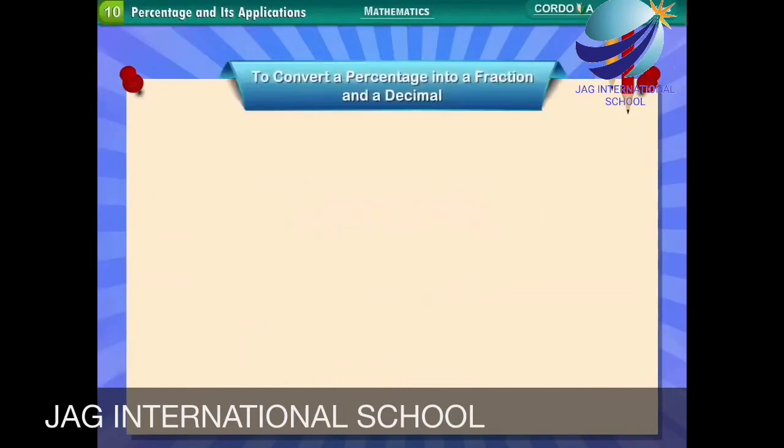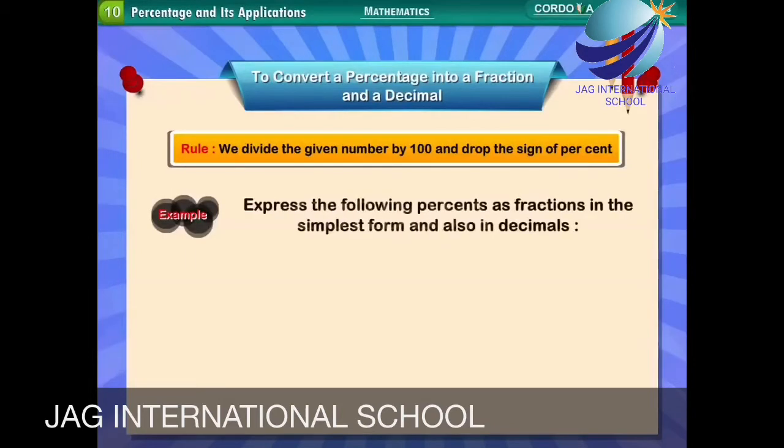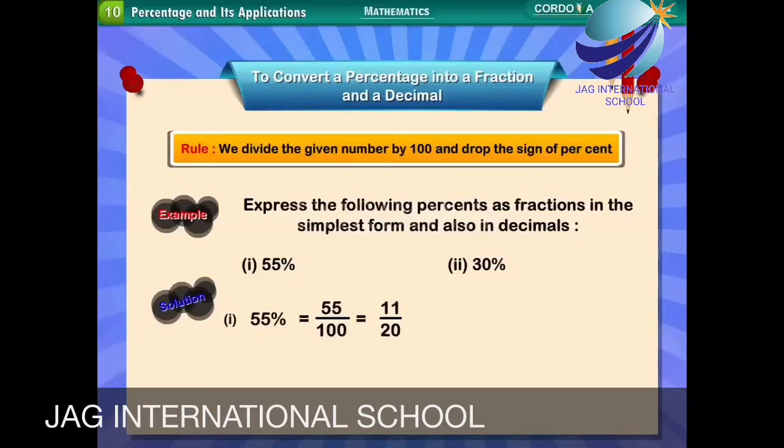To convert a percentage into a fraction and a decimal. Rule: we divide the given number by 100 and drop the sign of percent. Example: express the following percents as fractions in the simplest form and also in decimals. 55%, 30%. Solution: 55% is equal to 55 upon 100, which is equal to 11 upon 20, which is equal to 0.55. 30% is equal to 30 upon 100, which is equal to 3 upon 10, which is equal to 0.3.